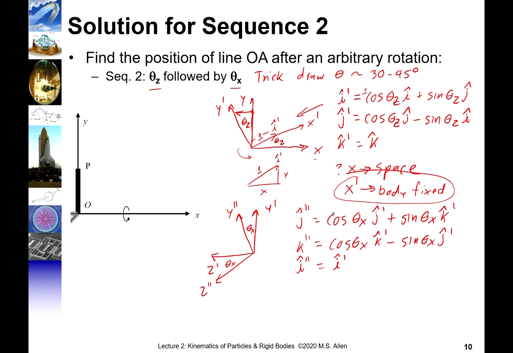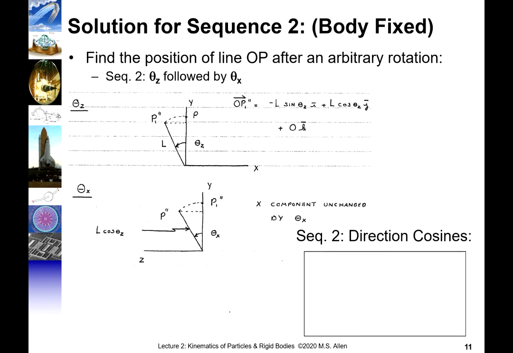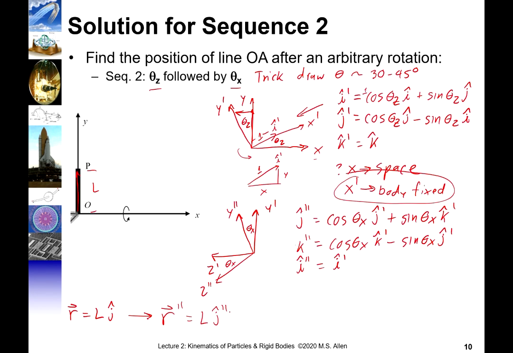And so if this bar OP had gone through two rotations, so if we said that R was some vector with a length L in that direction, so if this was our position vector and it has some length L, and it goes through both of these rotations, when we get done, R rotated, or R double prime, will be L j double prime. And so we could work out then what that is.